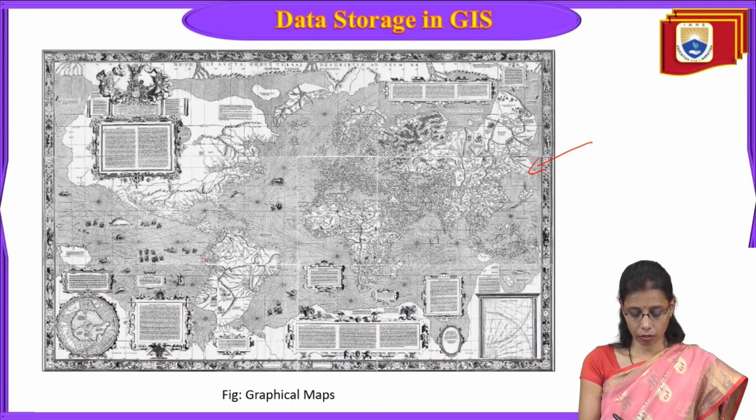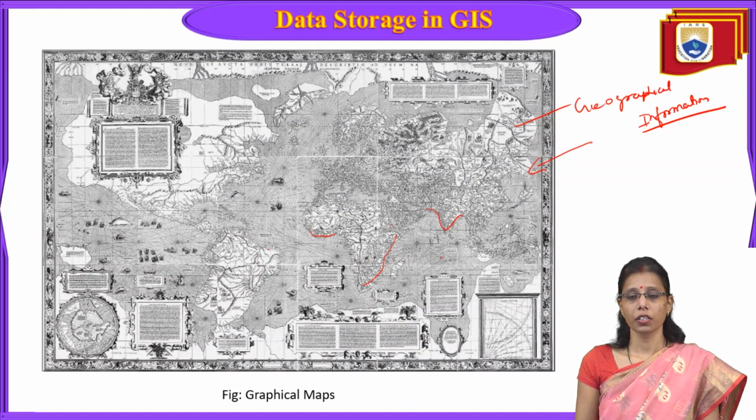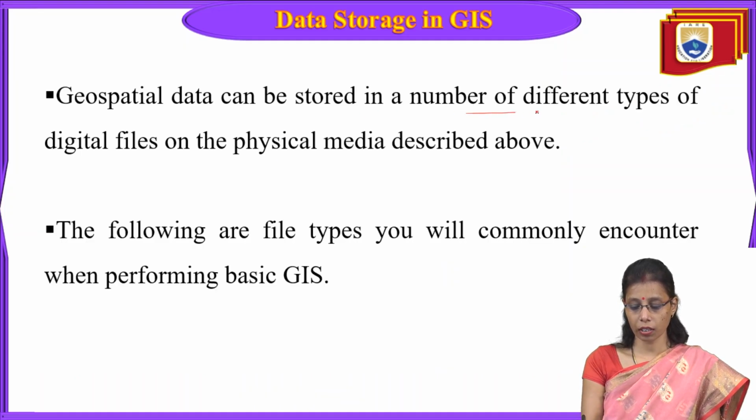Graphical maps mean all the geographical information will be saved in this kind of map. When you go through this map, it will tell you the whole information about the spatial data and the non-spatial information. Like this, you can see the world map of some area shown, and along with that, the information will be shared and saved in this kind of format.